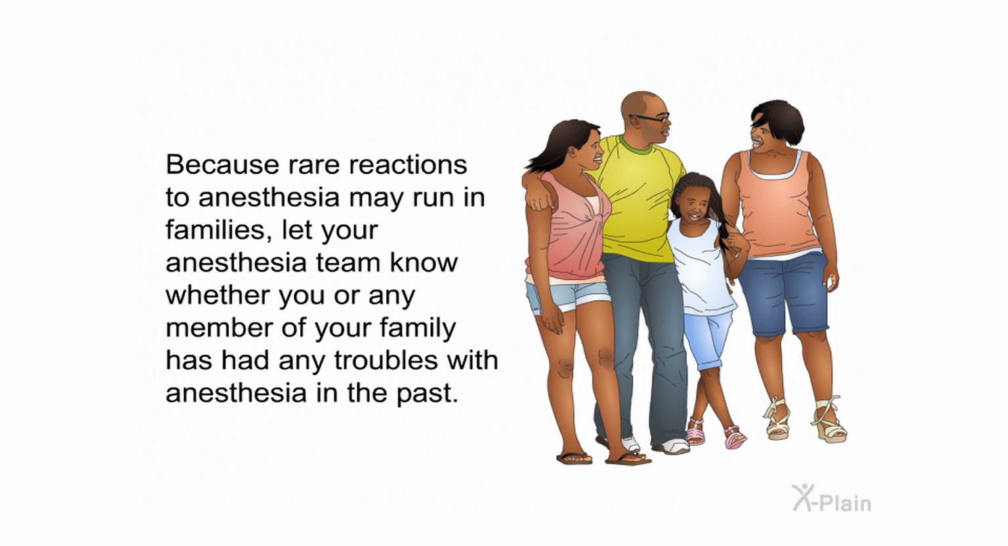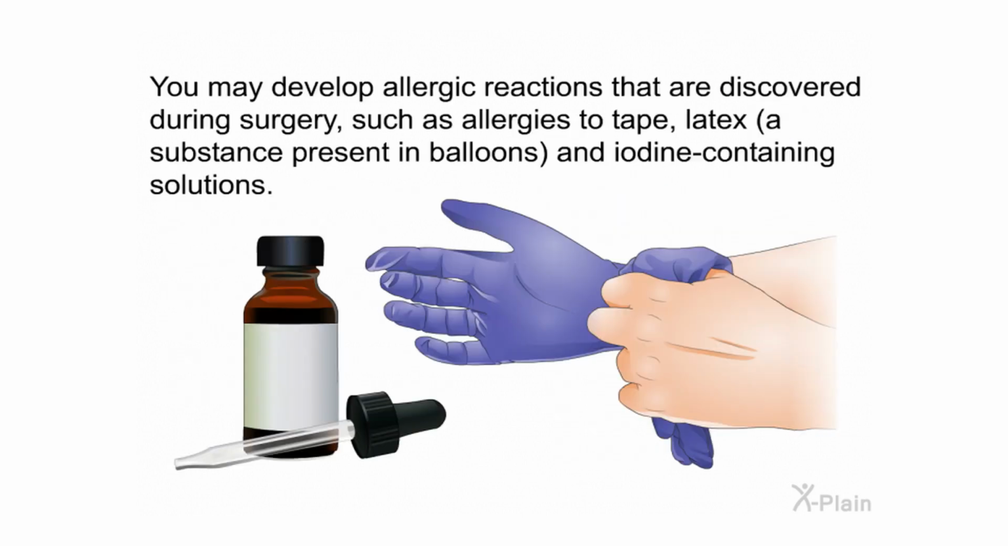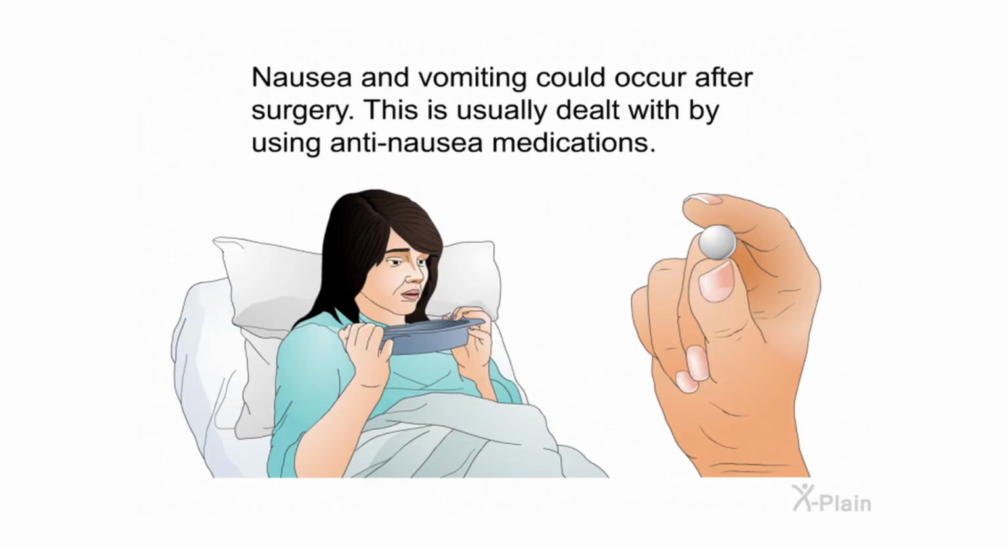Because rare reactions to anesthesia may run in families, let your anesthesia team know whether you or any member of your family has had any troubles with anesthesia in the past. You may develop allergic reactions that are discovered during surgery, such as allergies to tape, latex, a substance present in balloons, and iodine-containing solutions. Nausea and vomiting could occur after surgery. This is usually dealt with by using anti-nausea medications.